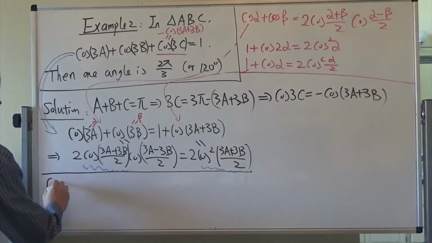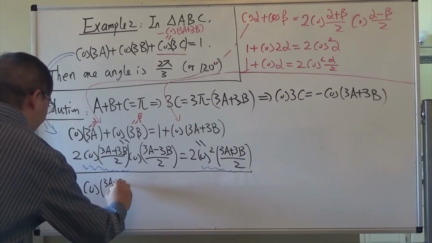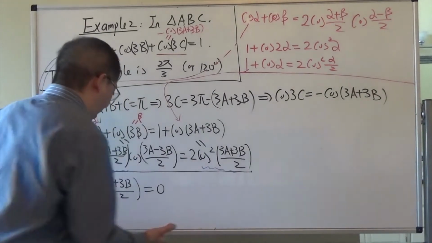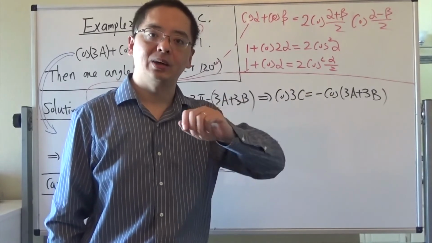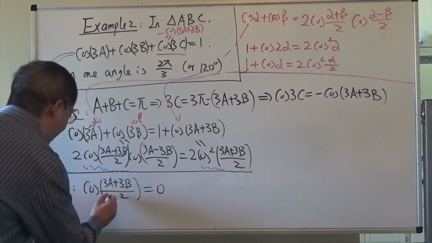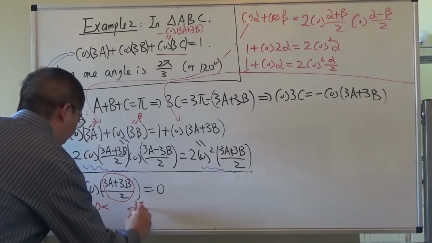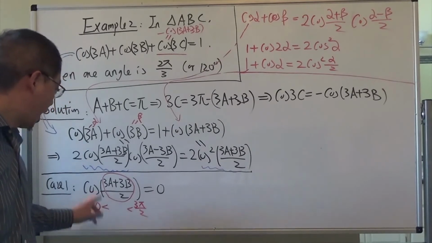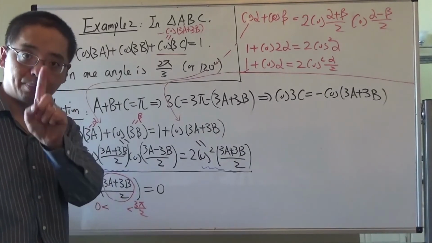Case 1. If I have cosine of (3a plus 3b) over 2 equals 0. Usually we know if the cosine value of an angle is 0, that means the angle is an odd multiple of pi over 2. Let's look at the range of (3a plus 3b) over 2. The range of this is between 0 and 3 pi over 2, so in particular it's less than 3 pi over 2. Accordingly, in order for this to be 0, there's only one choice: this has to be pi over 2.